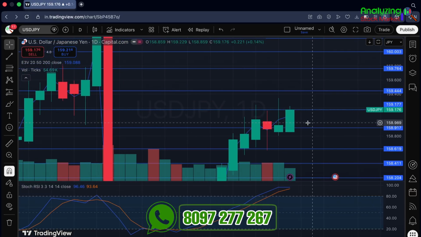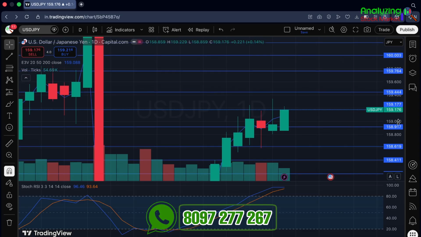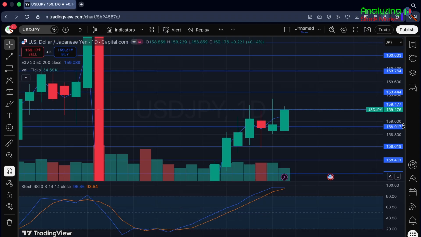Here, some support zones and resistance zones are already marked, so currently we don't need to mark any new levels. Let's straight away talk about the closing first. You can see 159.176 is the closing here. The direct support is 158.917. The direct resistance is 159.177. After the direct support, there is a support of 158.619 and then 158.411. After the direct resistance, there is a resistance of 159.444 and then 159.764.